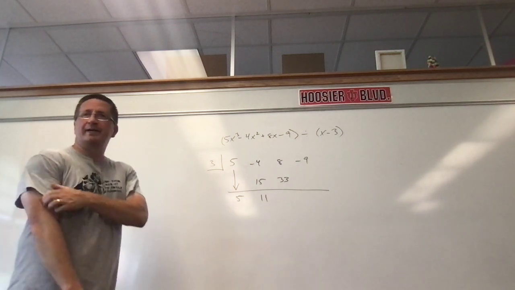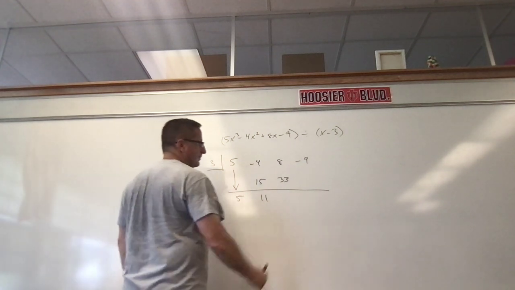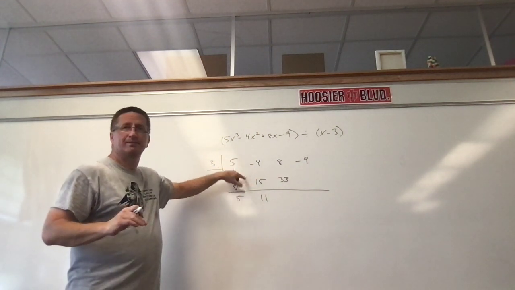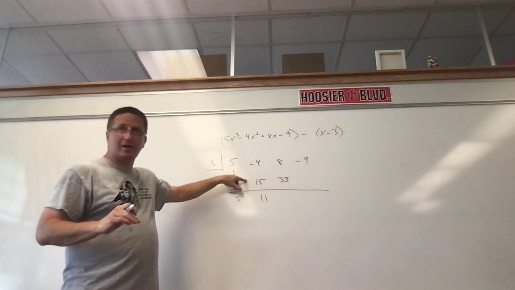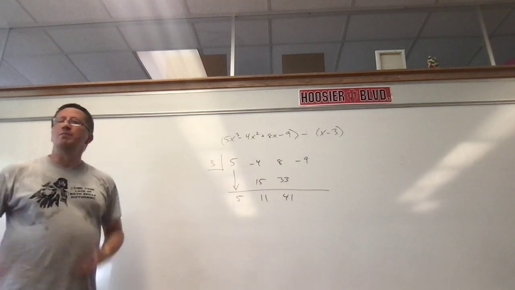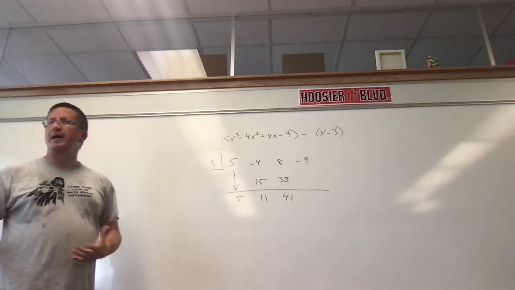What's the next number I'm going to write? Careful. Where did this 11 come from? What do we do with these? Added them. Not subtracted, we added. 41. So you multiply, add, multiply, add, multiply, add.